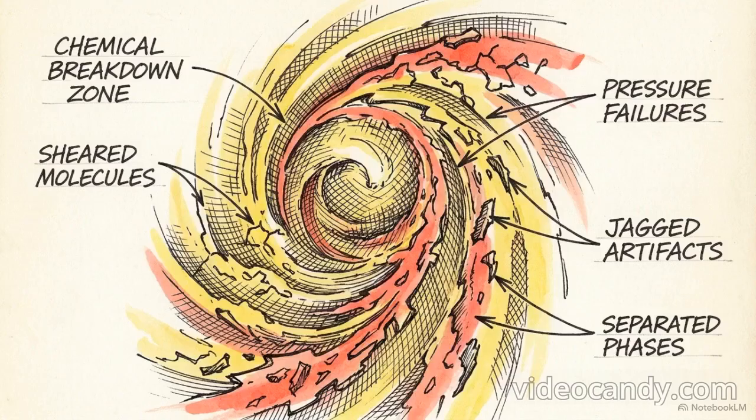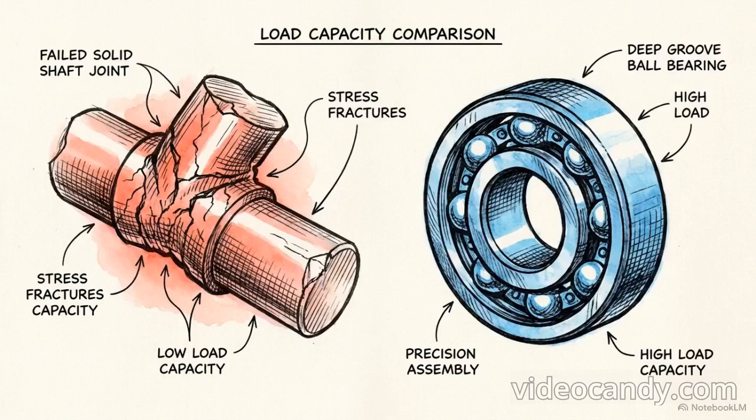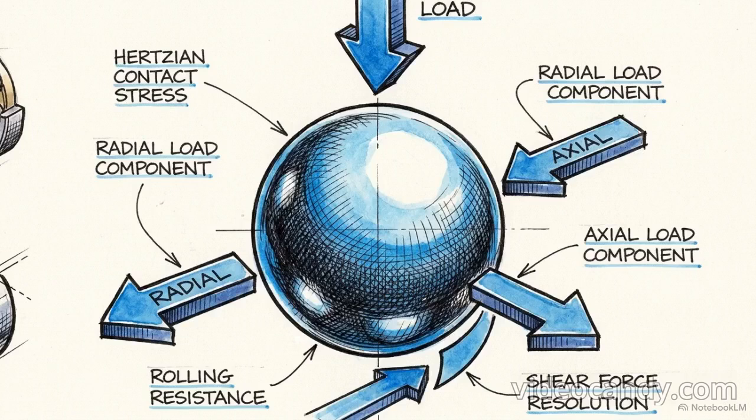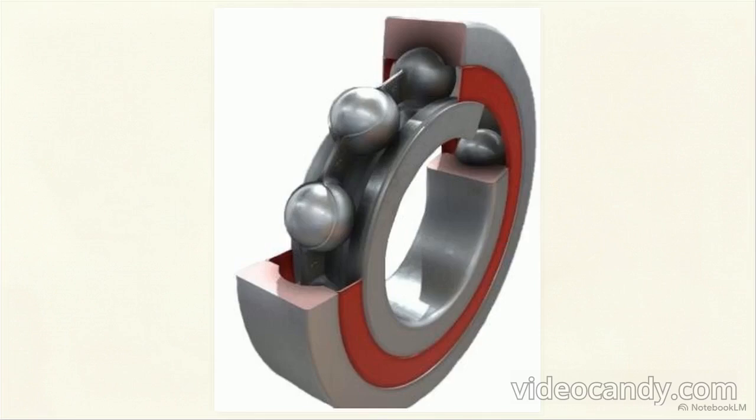But relying purely on fluid pressure has limits. While sliding contact handles basic friction well, its load capacity is structurally limited compared to mechanical rolling elements. To resolve higher physical forces, engineers replace fluid sliding with mechanical rolling elements. This cutaway shows a deep groove ball bearing, the standard geometric architecture used across industries for high radial capacity.